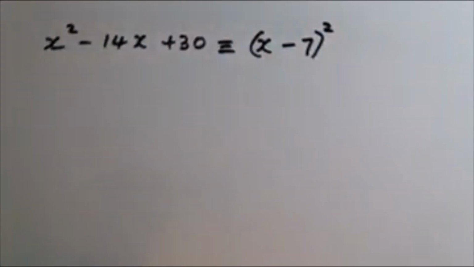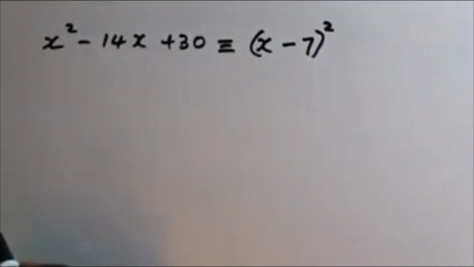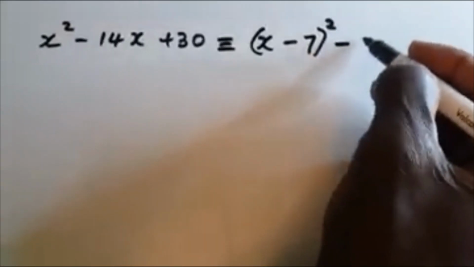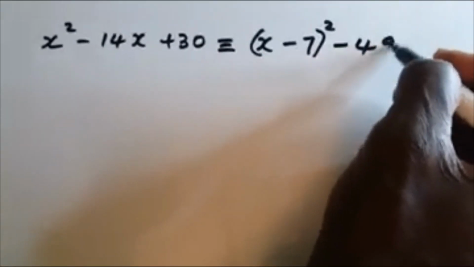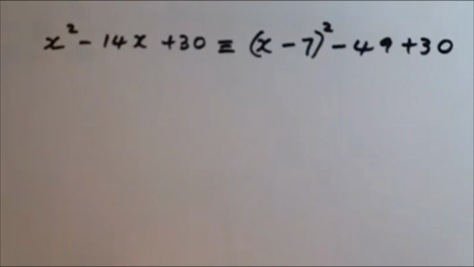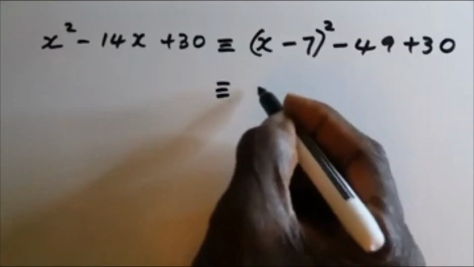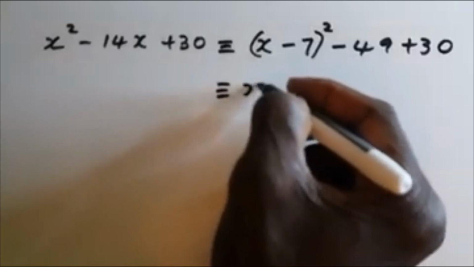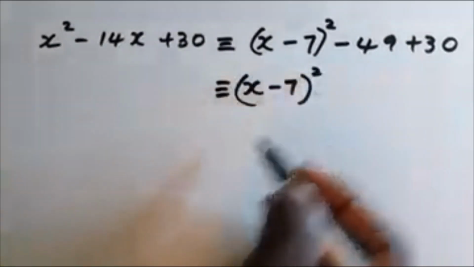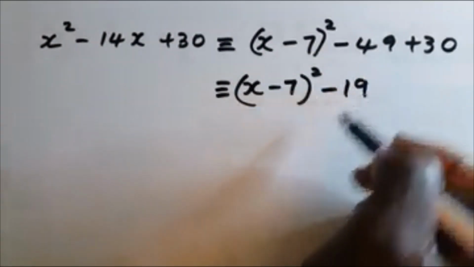Now we want to square this value here, which is minus 7, and take that away from this part here. And then we add the 30. And this can be simplified to x minus 7 squared and minus 19.